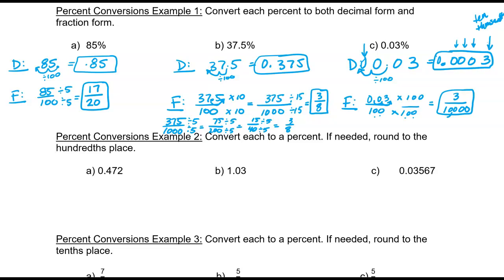Convert each to a percent, and then if needed, round to the hundredths place. So we'll remember that at the end. To take this decimal and convert it to a percent, I am going to multiply it by 100, which is the same thing as moving the decimal 2 places to the right. So I get 47.2, and then I'm going to put a percent sign. We don't need to round to the hundredths place in this case, because remember, the hundredths place is the second number after the decimal point, and since I don't have one here, we're finished.